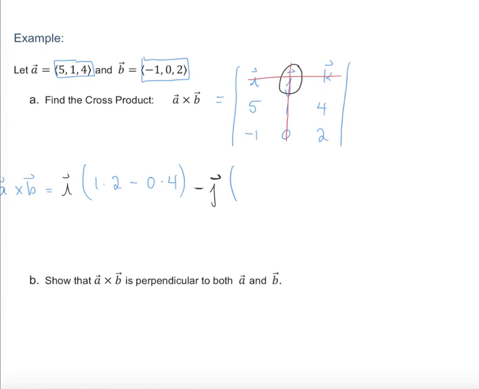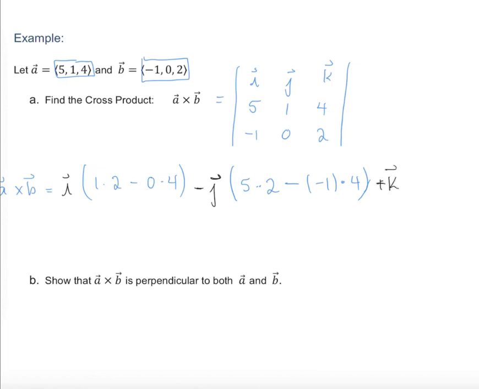So we're now going to look at 5 times 2. This would be the main diagonal. If we were to create a 2 by 2 matrix out of the 5, the 4, the -1, and the 2, 5 and 2 would be on the main diagonal. So 5 times 2, and then from that we're going to subtract the product of the other diagonal, which is -1 times 4. So we're subtracting the product of -1 times 4, and that's our second component of our cross product vector. So as we said, the signs on the vector parts are plus, minus, plus.